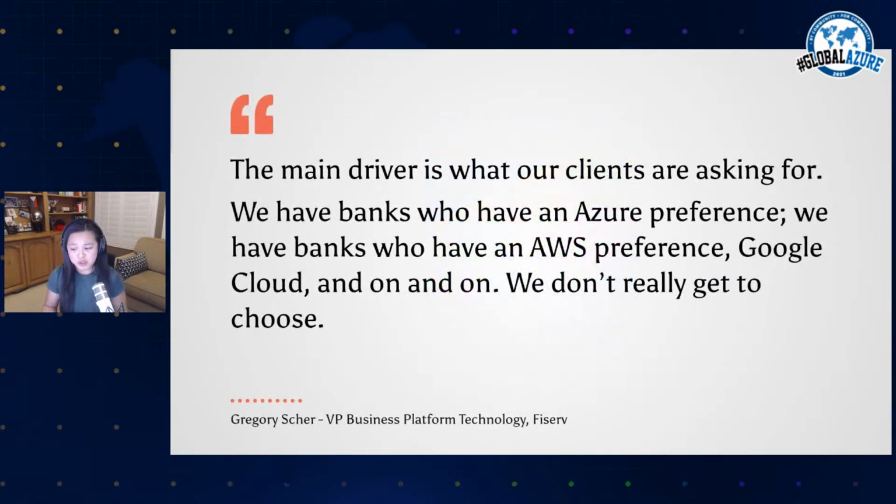The first one is Gregory Scherer, who's a VP of Business Platform Technology from Fiserv, which is an American multinational Fortune 500 company that provides financial services. He says, "The main driver is what our clients are asking for. We have banks that are on Azure or who have an Azure preference. We have banks who are on AWS or have an AWS preference, and Google Cloud, and on and on. We don't really get to choose."